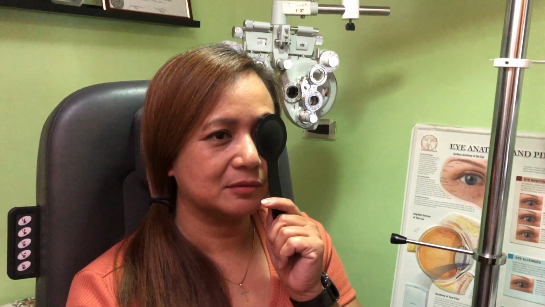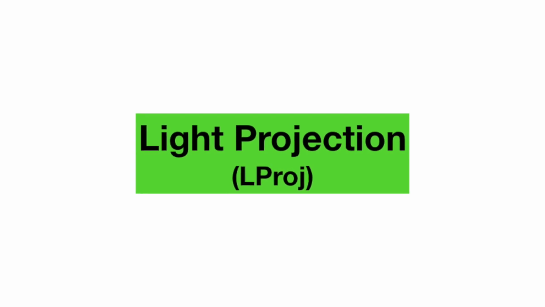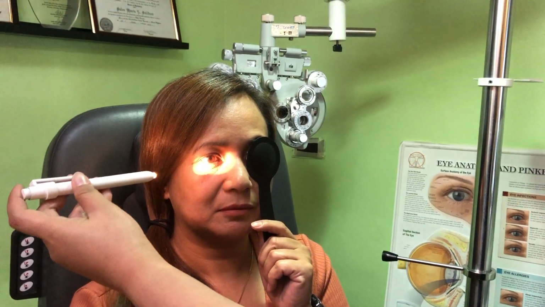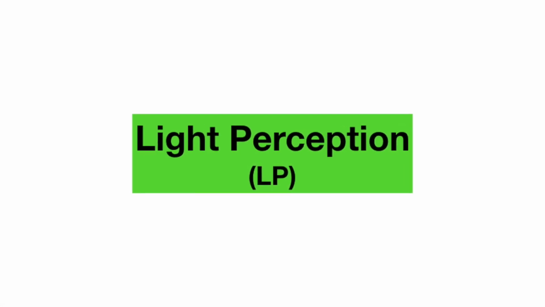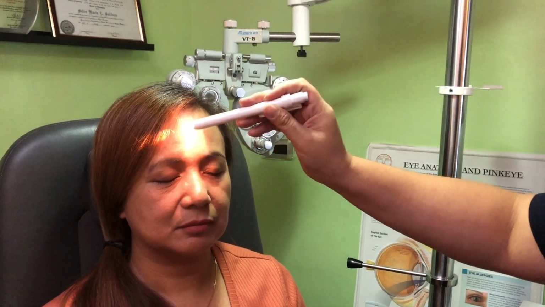First, ask them to count the fingers. Ask them if they can see hand movements by waving your hand in front of their eyes. And if they cannot even see your hand, use a flashlight and ask them from which direction the light is coming from. If they can't tell where the light is coming from, ask them if they can see light.